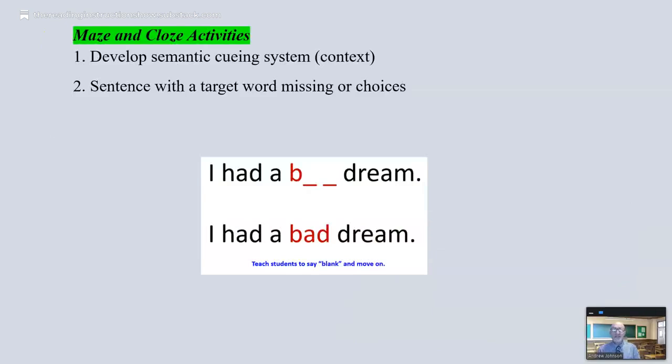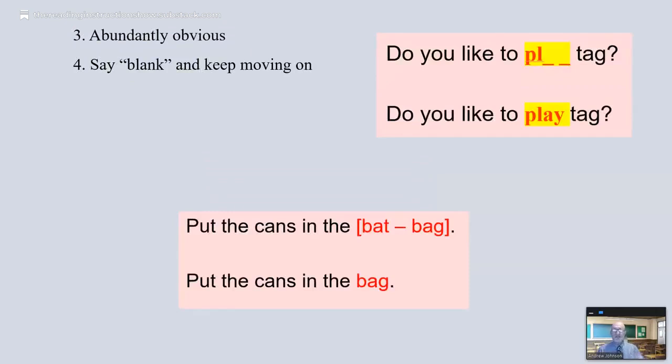So maze and cloze activities are used to develop the semantic cueing system, the ability to use context. And I can reinforce by including a target word with the sentence. Now, a cloze is a sentence with a word missing. Or a maze is a sentence where they choose from options. And I'll show you that in just a minute. But the big idea is these are activities that can be used to develop the semantic cueing system.